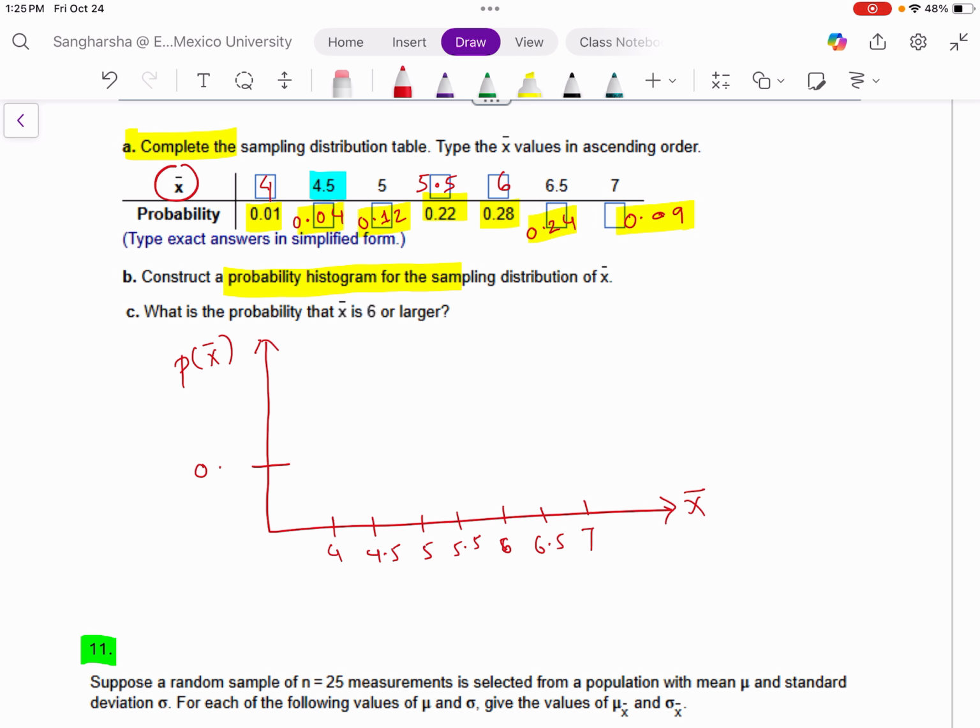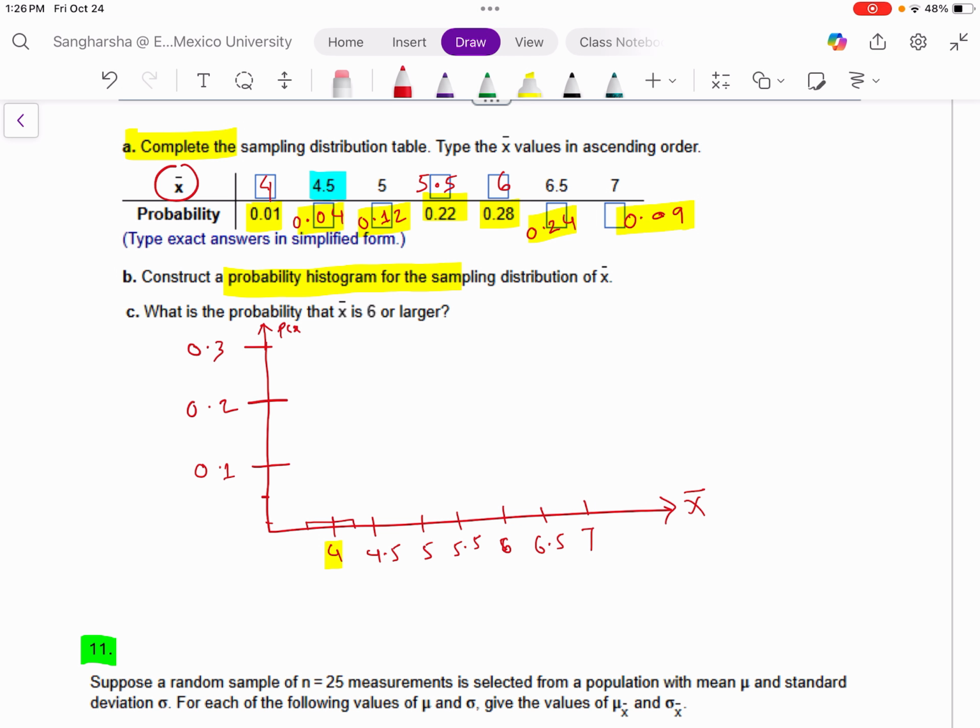So this is 0.1, this is 0.2, and this is 0.3. So 0.01. When our x bar is 4, the probability is 0.01. So 0.01 is here, so we draw a bar of height 0.01. 4.5, 0.04. It looks a little taller, right?